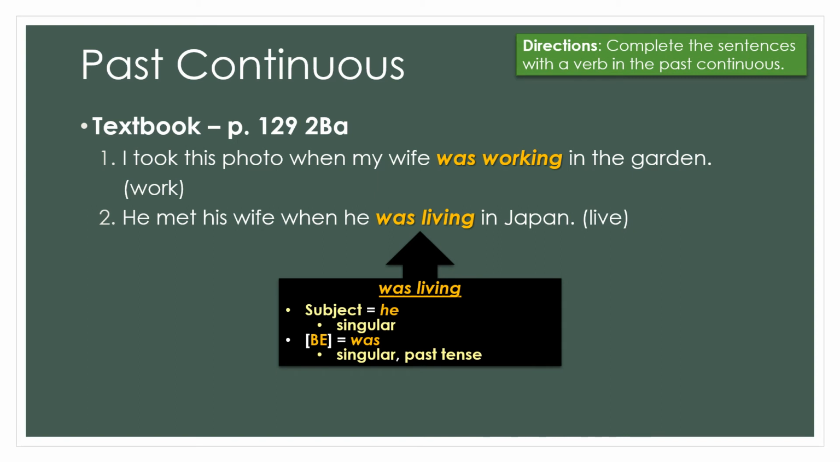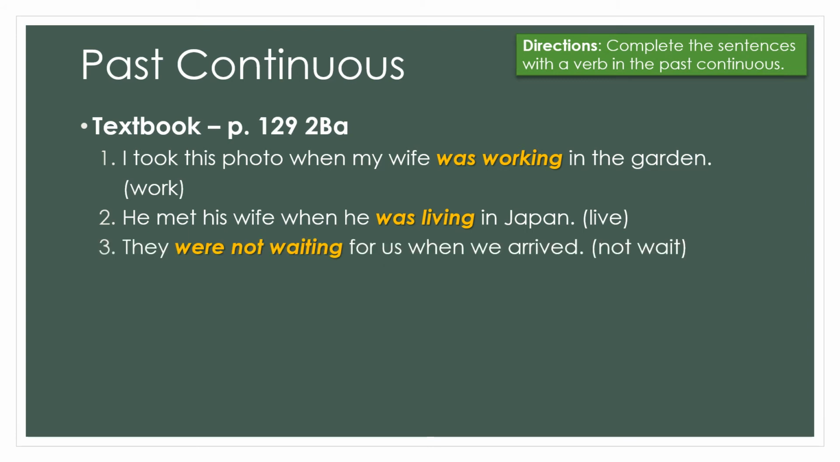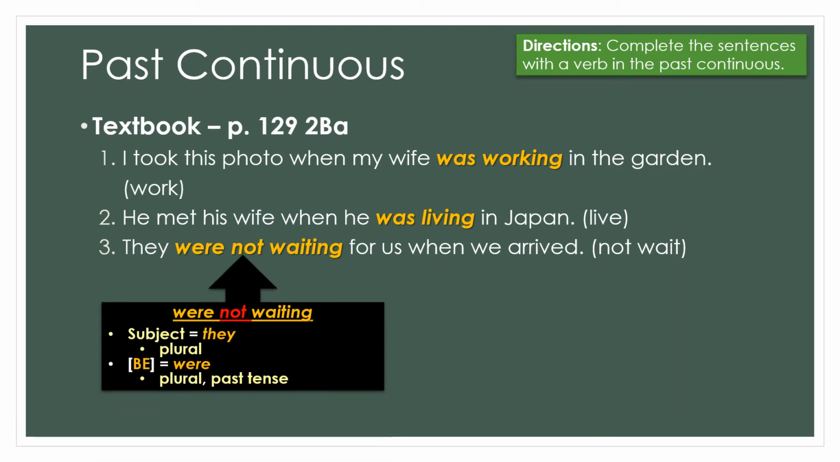The subject is he, which is singular, so the proper form of be is was, which is singular past tense. Number 3, they were not waiting for us when we arrived. They is the subject and it is plural, so the appropriate form of the verb be would be were, which is plural past tense. Since it's negative, we put the adverb not between were and waiting.